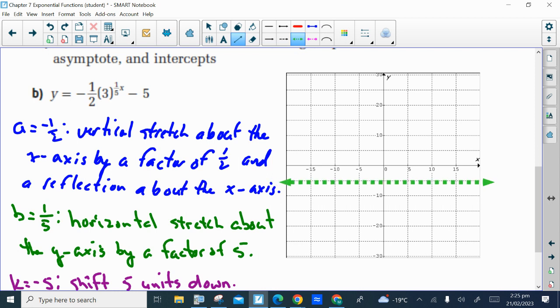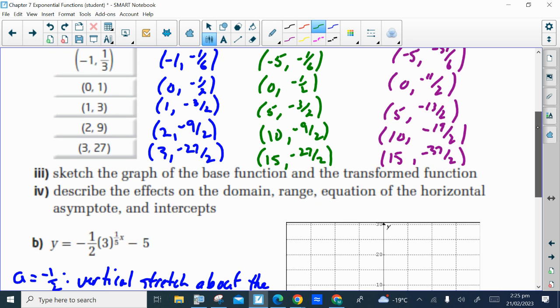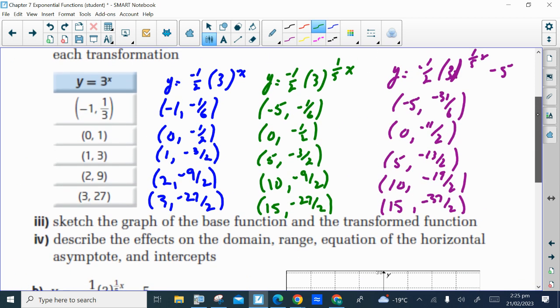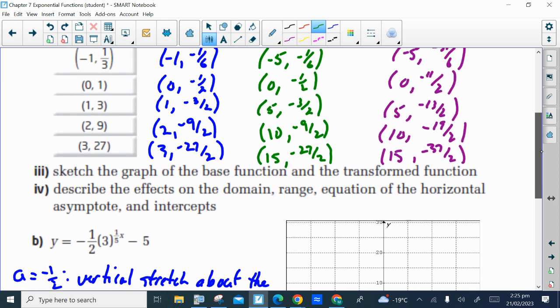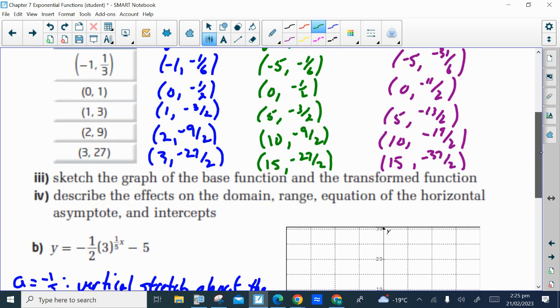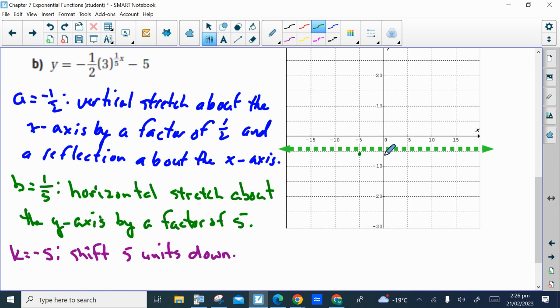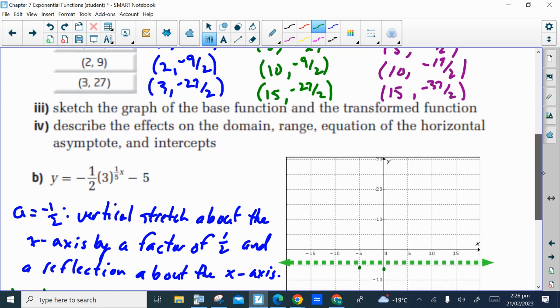Okay, so there's our horizontal asymptote. So our points: negative 5, comma, negative 5 and 1 sixth. So that's just below negative 5, just below the asymptote. And our next point is 0, comma, negative 11 halves, or negative 5.5. It's a little bit lower than the previous point.